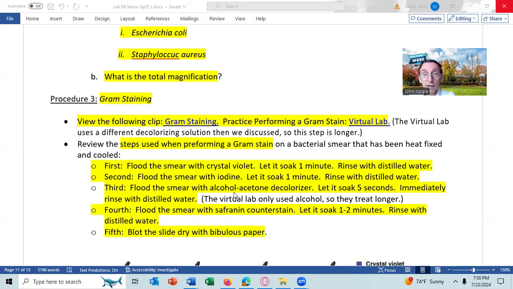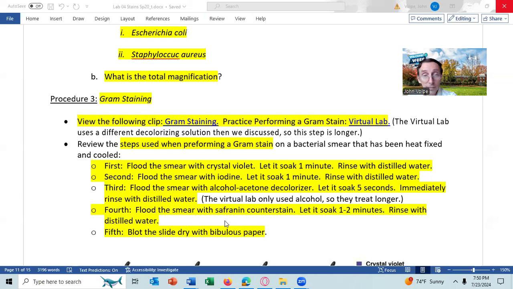Now in our procedure here, we are using alcohol acetone decolorizer. In the virtual lab, they are only using alcohol. So they are applying the alcohol for longer than 5 seconds. You need to apply alcohol alone longer than 5 seconds, about 20 to 30 seconds, because alcohol does not remove the crystal violet from the gram-negative cells as quickly as alcohol acetone. I'm just pointing out that this procedure is a little different than the procedure in the virtual lab. That's all I wanted to say.